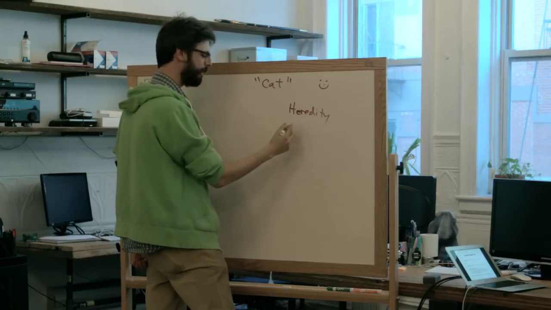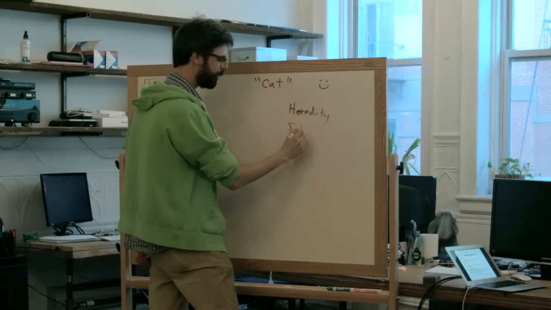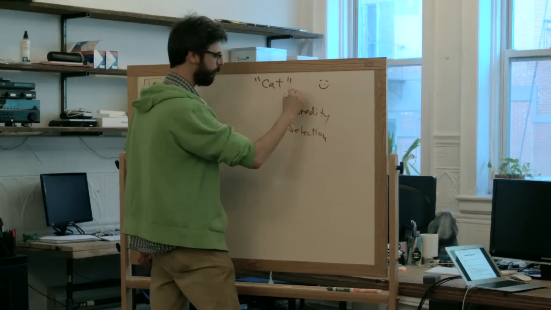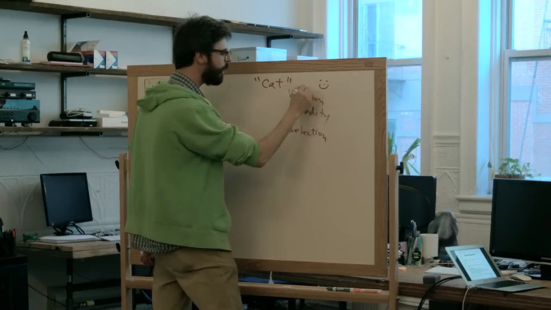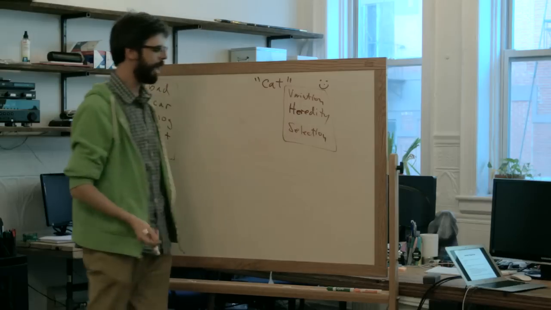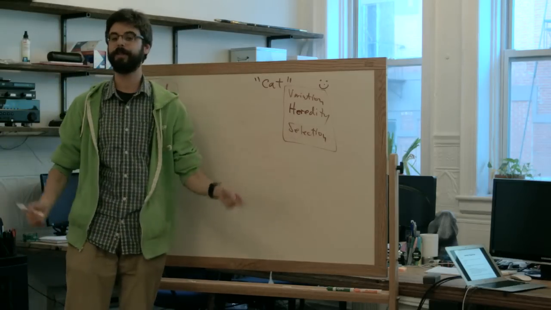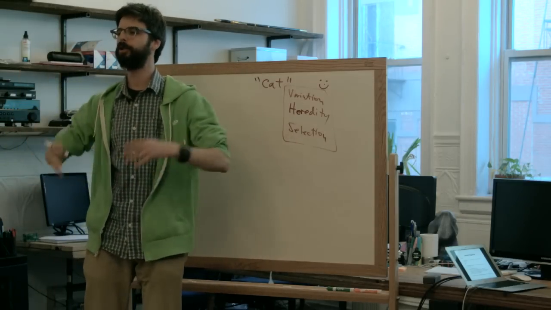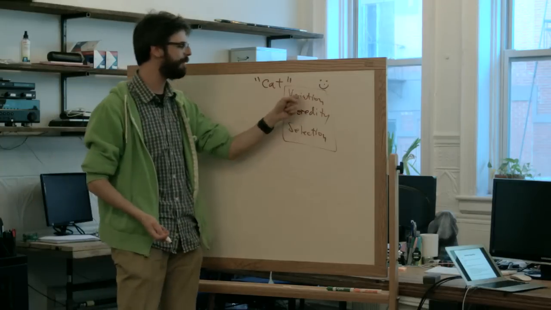So there's heredity, selection, and I would like to write first, variation. If you think about Darwinian evolution, these are 3 key principles that need to be present for evolution to happen. One thing is that we need to have variation.